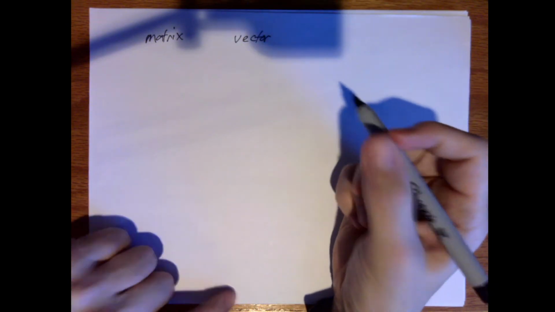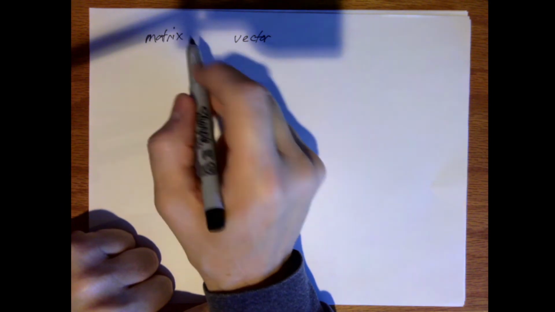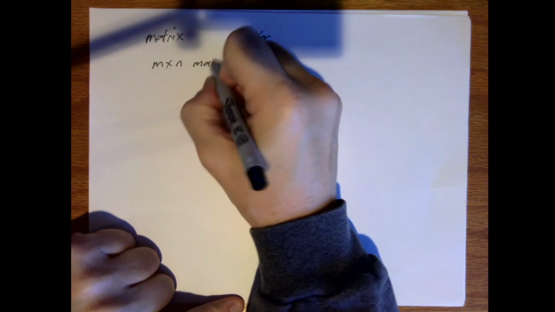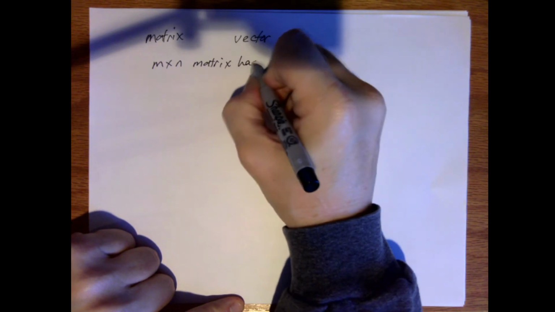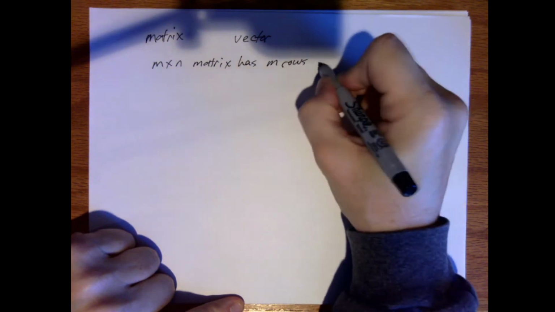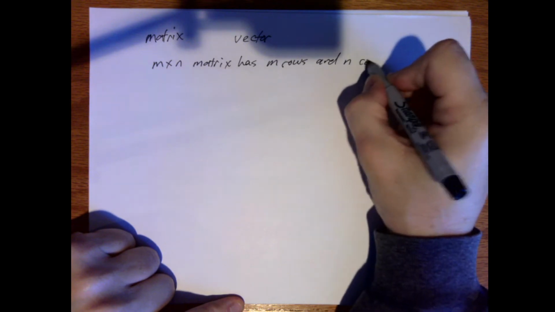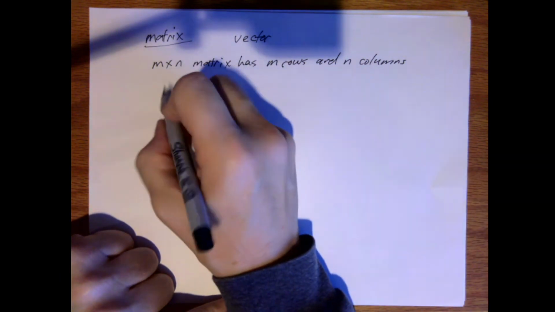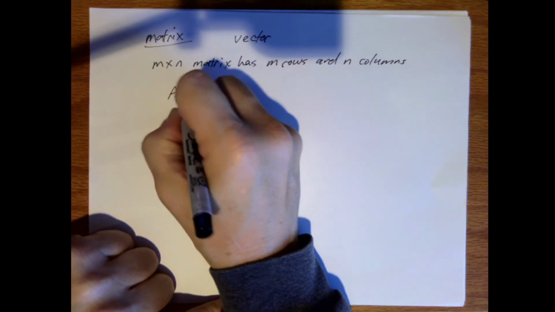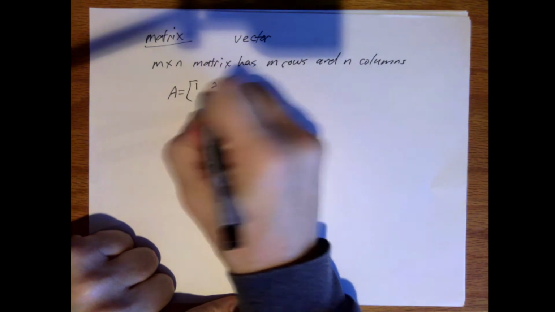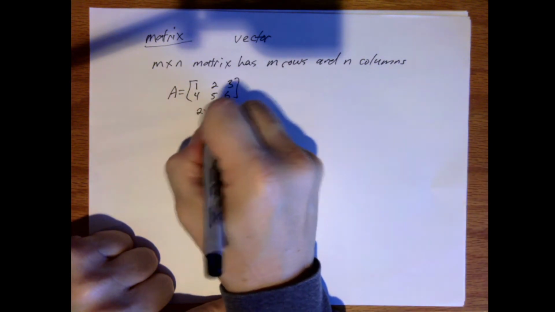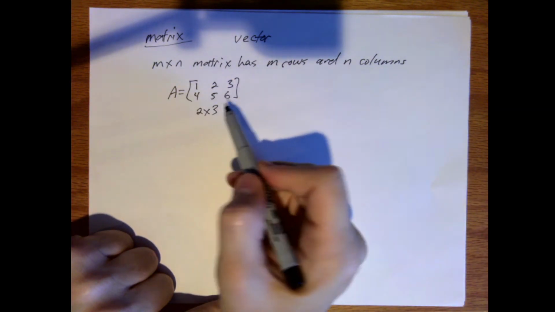Okay, so let's talk about what a matrix is first. A matrix is an ordered two-dimensional arrangement of numbers. An M by N matrix has M rows and N columns. All right? Normally we'll represent those using capital letters. So we might have something like this: A is equal to 1, 2, 3, 4, 5, 6. This right here would be a 2 by 3 matrix, right? Because it has 2 rows and 3 columns.